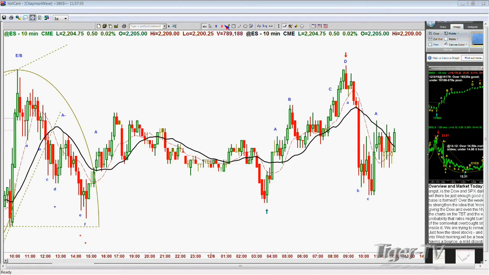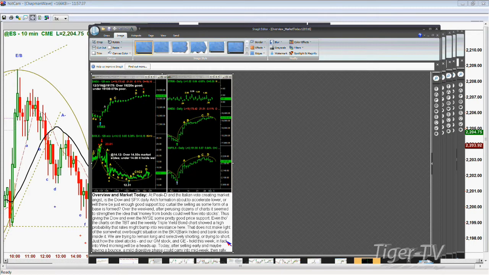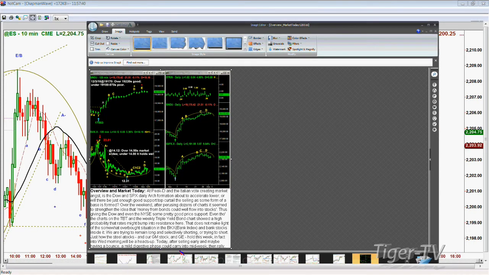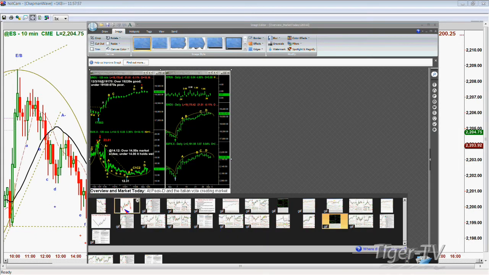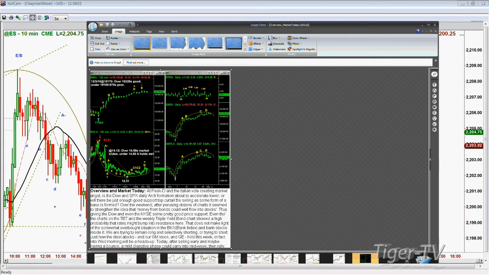I said right here, today after selling early and maybe having a bounce, a mild digestive phase could carry into midweek and then rally. I'm looking at this very closely. I tell you exactly what's going on. I show you the waveforms. If I can just find it real quickly before we wrap up on the day. Hey, what happened? I can't find it. That's very interesting. Oh, there it is. Okay, so this is my Dow chart. I just lost it. I had it for a second and lost it.